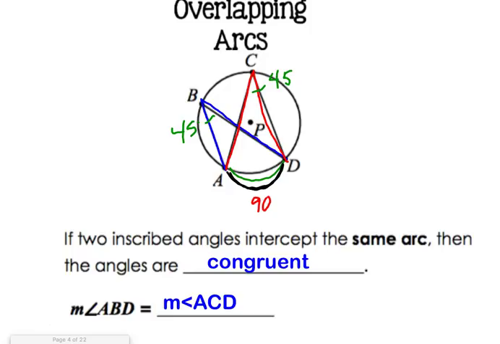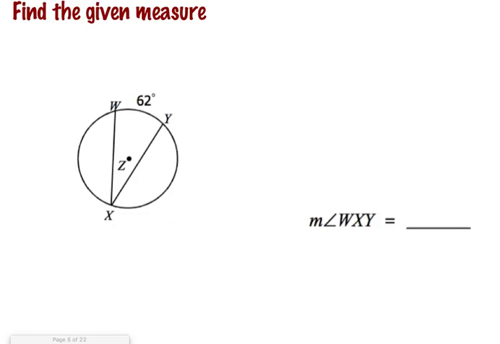All right, let's get to the fun stuff, like the examples. It says, given the measure, find the measure of angle WXY. WXY is my angle. Its intercepted arc is 62 degrees. And we know that the relationship between its arc and the angle right here that I'm looking for is its half. So 62 divided by 2 equals 31. 31 degrees. Promise, no tricks. It's that easy. It is that easy.